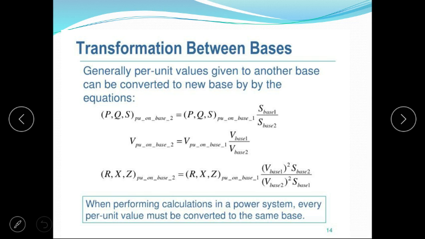Now transformation between bases. Generally, per unit values given to another base can be converted to the new base by the equations. When performing calculation in power systems, every per unit value must be converted to the same base values.